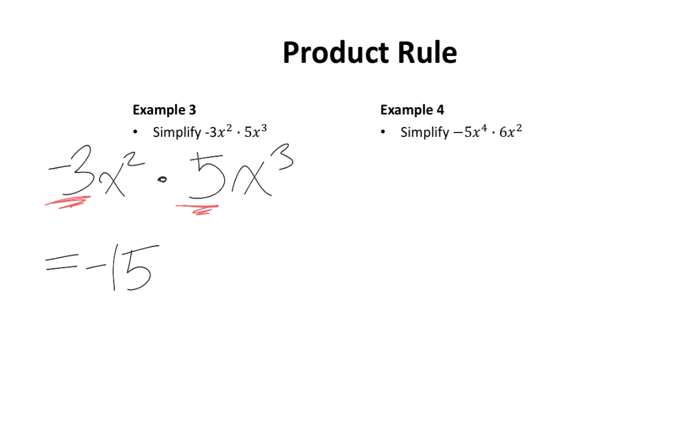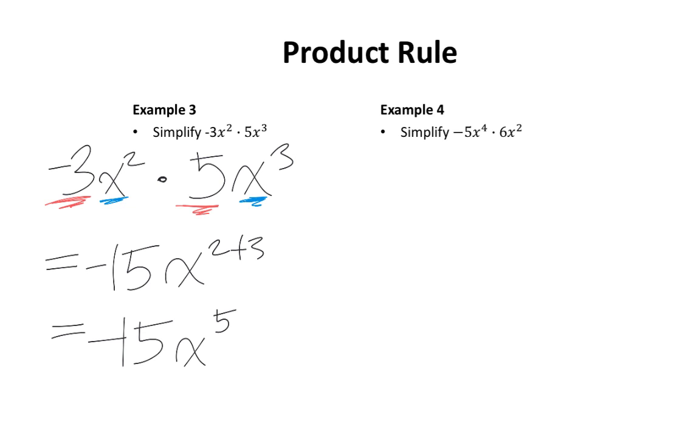Next, we have x to the power of 2 multiplied by x to the power of 3. So when you're multiplying exponents with the same base, the base of x, you just add the exponents. So I have x to the power of 2 plus 3. So that simplifies to negative 15x to the power of 5.